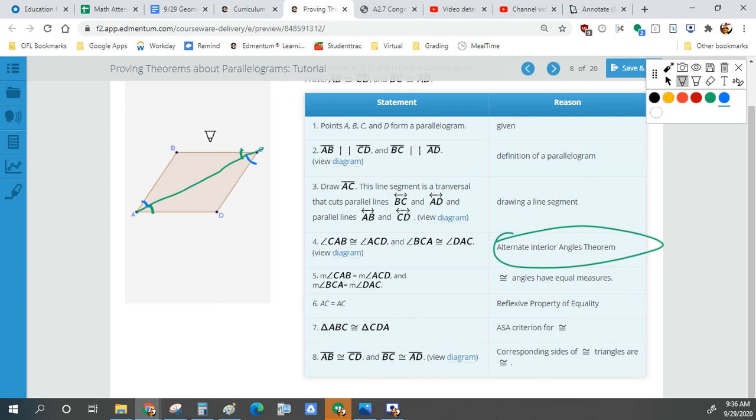BCA. Oh, they're saying these sides. Why is it saying those sides? BCA.